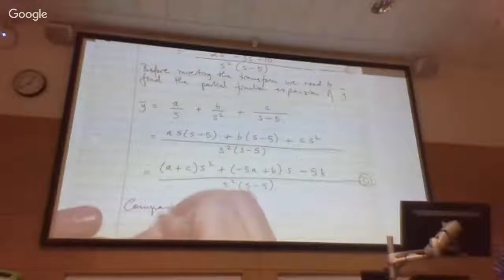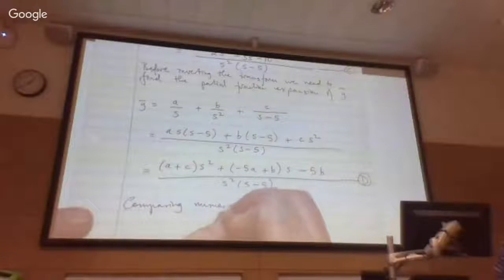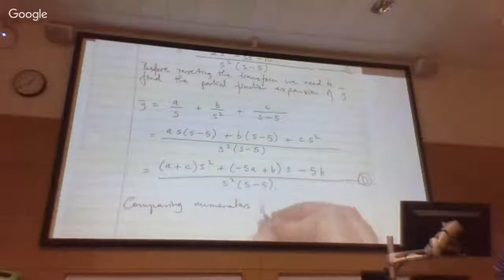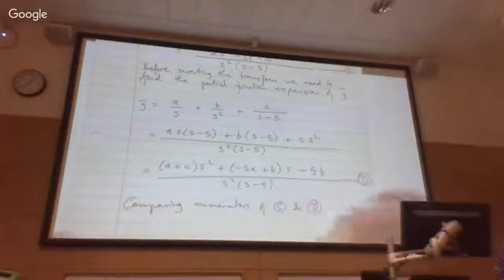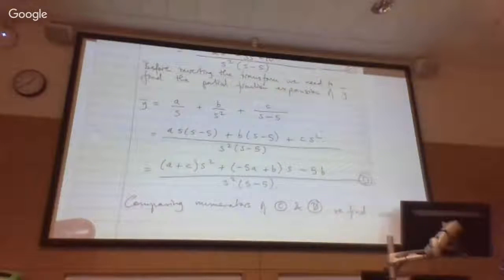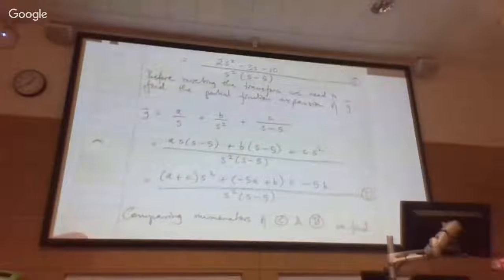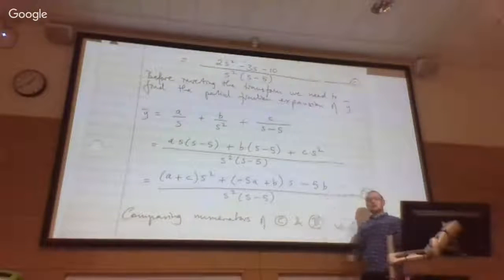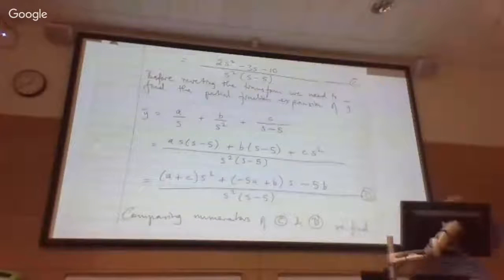So comparing numerators, C and D, we find, well, okay, the numerators are polynomials in S. How can these two polynomials in S be equal? The only way you can have different polynomial functions being equal as functions all the time, not just intersecting and some kind of simultaneous solution, but being actually equal, is if the coefficients of corresponding powers of S are the same. So this constant coefficient here, minus 5b, must be equal to the constant coefficient up there, minus 10.